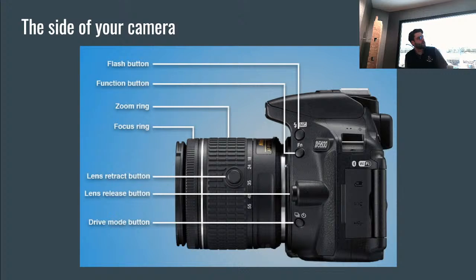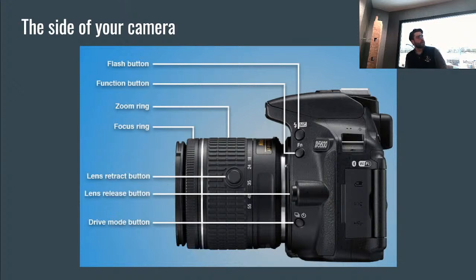The zoom ring though is definitely one that you're going to want to use a bunch if you have a lens that does that. It's all dependent on the style of lens that you have on there. If you have what's called a prime lens, you won't have a zoom ring on there. And the reason you won't have a zoom ring is because a prime lens is typically one number, so it's a 50mm or a 35mm or a 100mm.